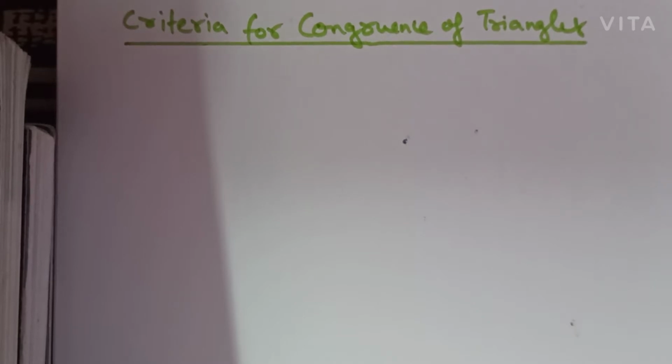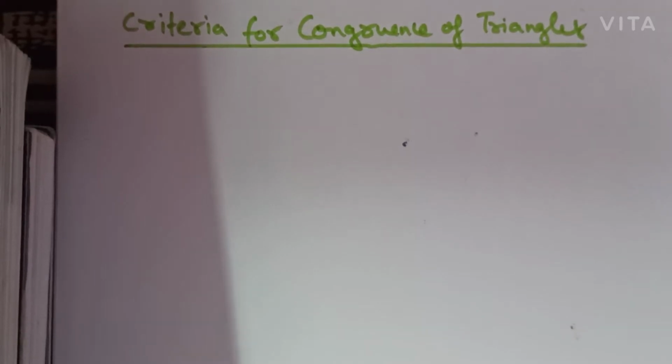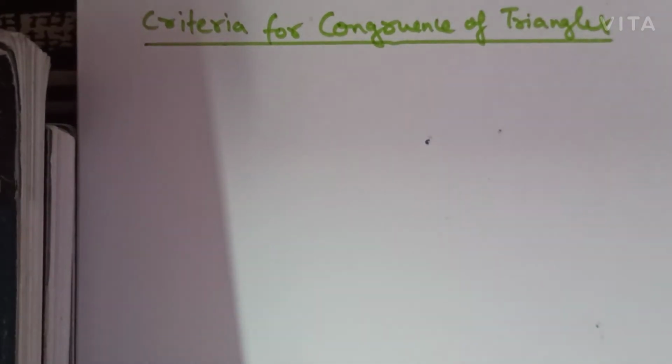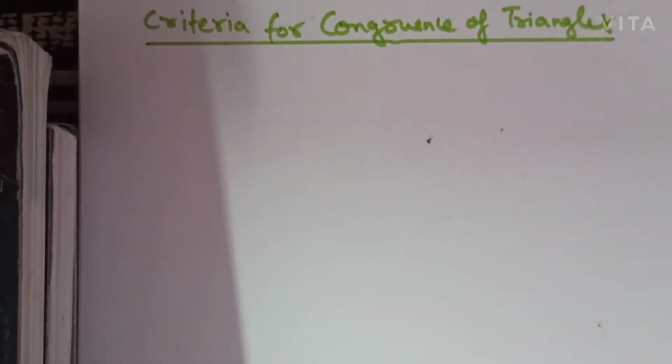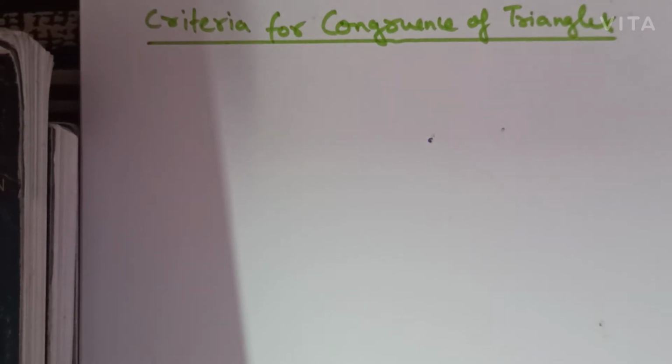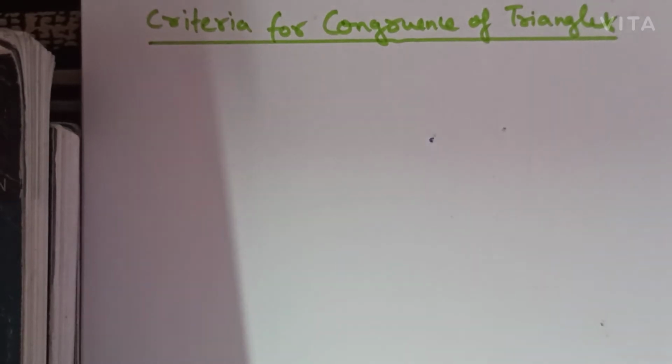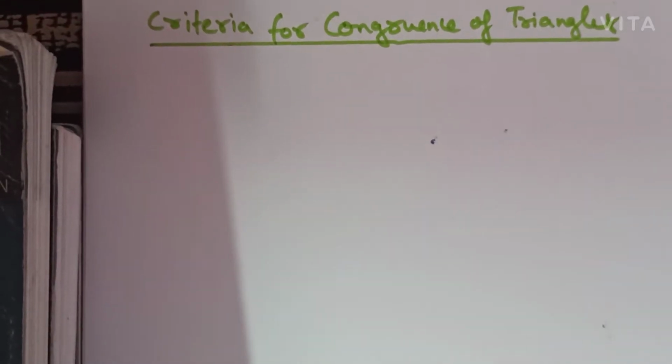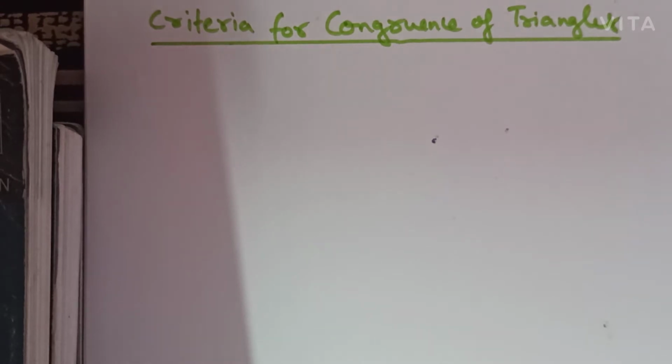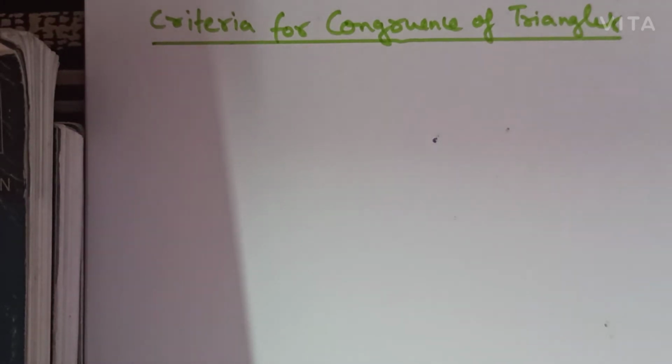In this video, we are given some sides or some angles of the given triangles, and we have to prove whether the given two triangles are congruent or not. For this we have different congruence conditions, and we will be discussing all those congruence conditions in this video.